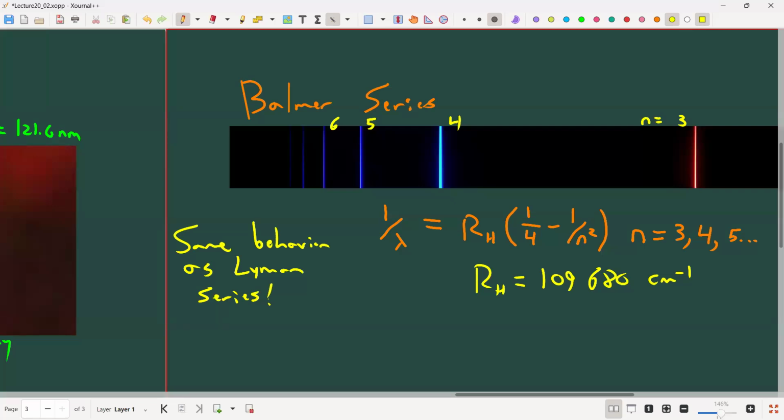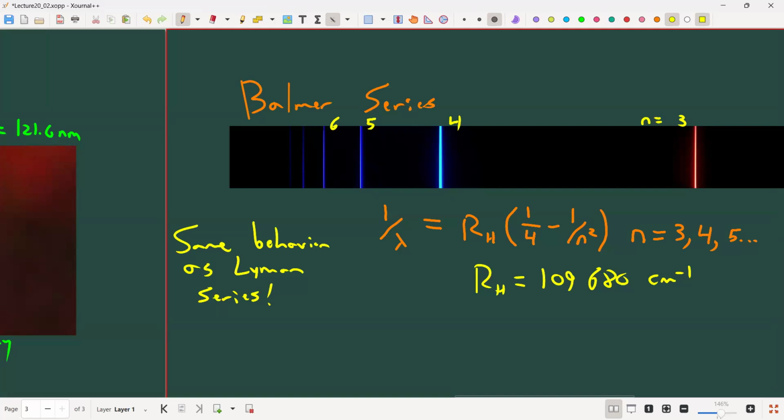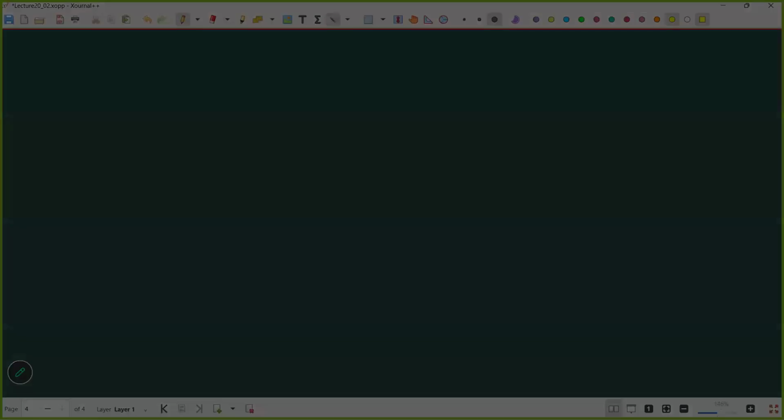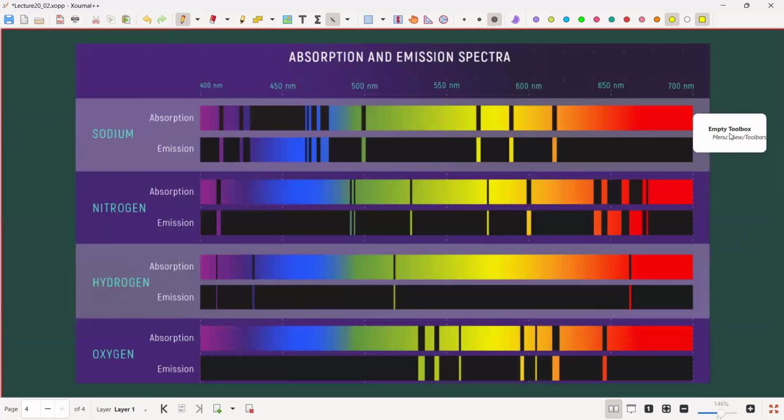It's completely universal, right? Maybe this isn't just a hydrogen thing. Maybe we've solved all of atomic emission spectra. The problem is it doesn't solve any of the other atoms, because when you go take a spectrum of all the other atoms, I have a nice picture here for you. Here's sodium, nitrogen, hydrogen, and oxygen in the absorption and emission bands. And you can see they all look very, very different.